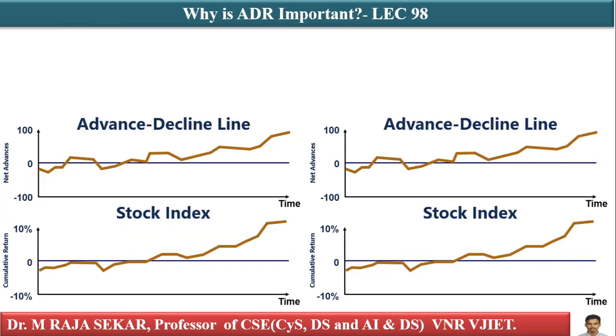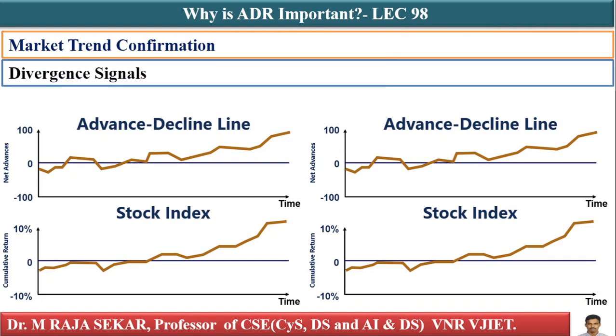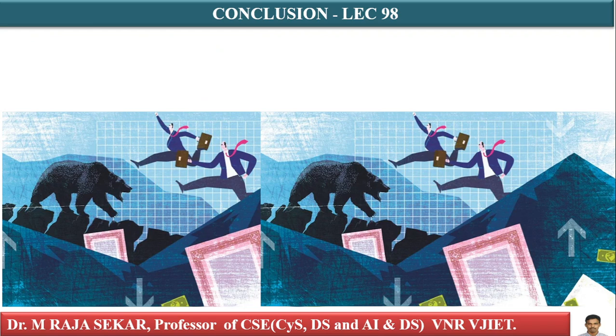Why is ADR important? Market trend confirmation. ADR helps confirm trends seen in major indices like S&P 500, Dow Jones. Divergence signals. What are divergence signals? If ADR is declining while the index is rising, it may signal weakness in the broader market. Short-term trading tool: traders use ADR to gauge momentum and identify potential trend reversals.